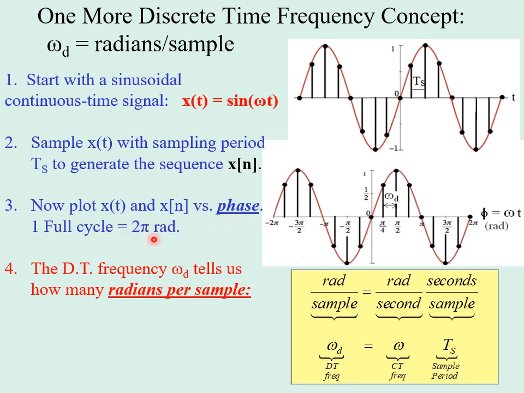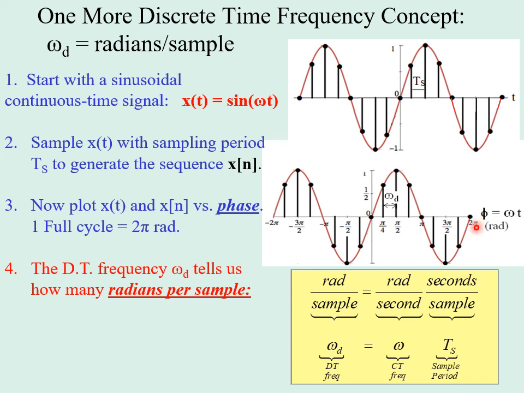Remember, one full cycle is 2 pi radians. So in other words, this is phase here. We have 0 here, and when we've gone around one full cycle and we're back to where we started, that would be 2 pi radians. Halfway through is pi radians, a quarter way is pi over 2, and 1/8 way through is pi over 4. So this is just the same graph up here, but we're plotting it versus the phase of the cycle.